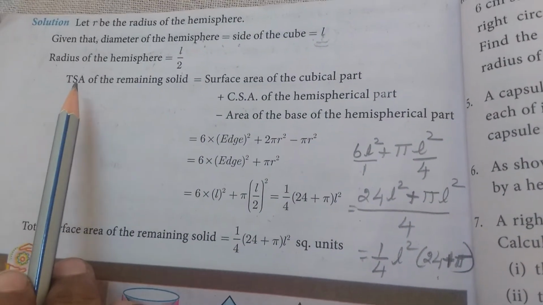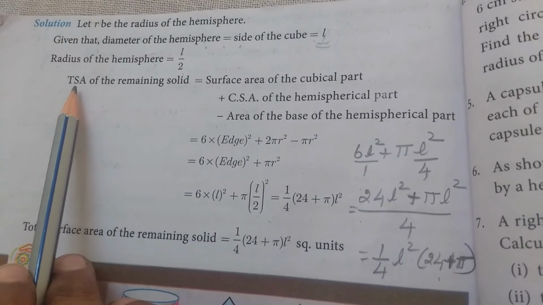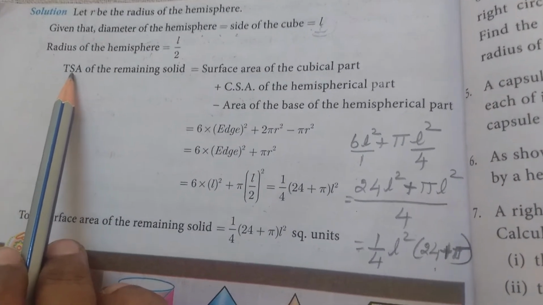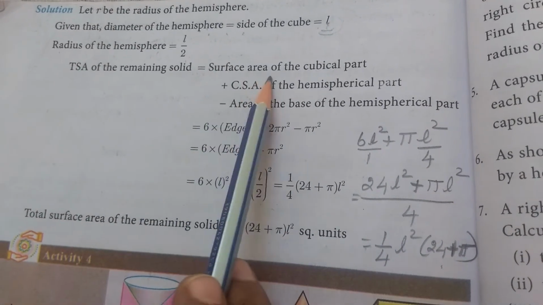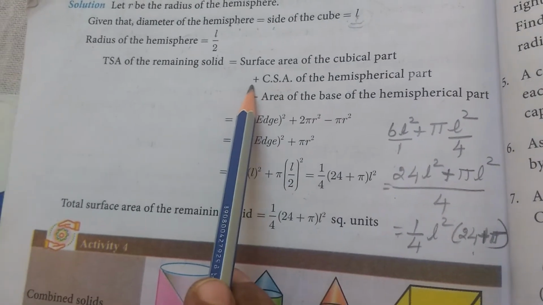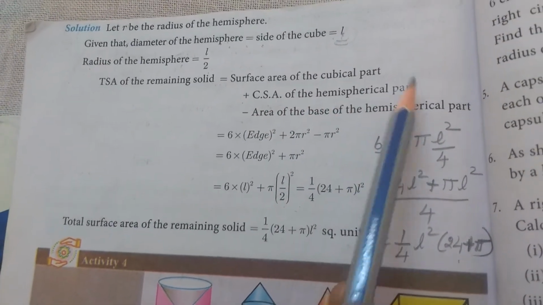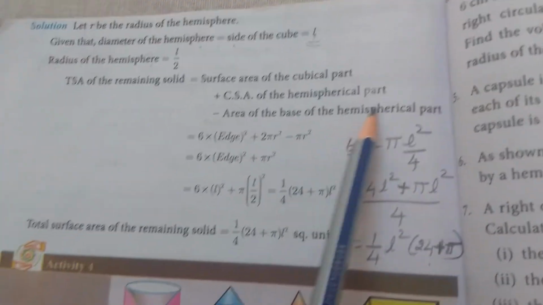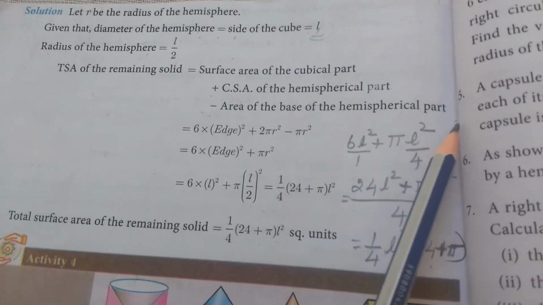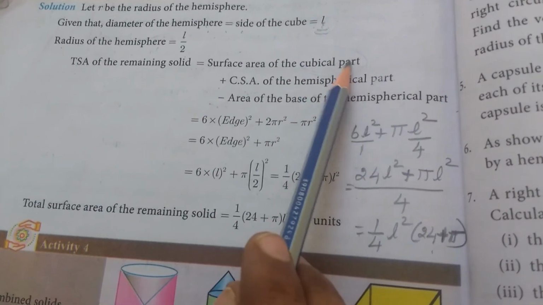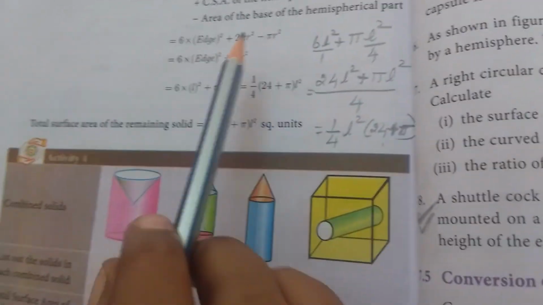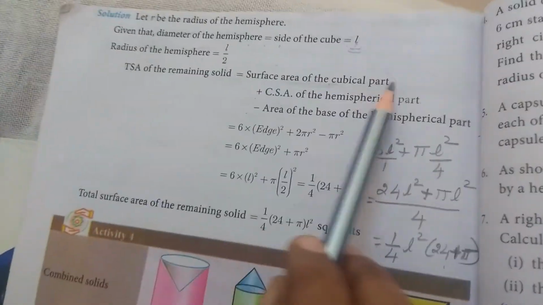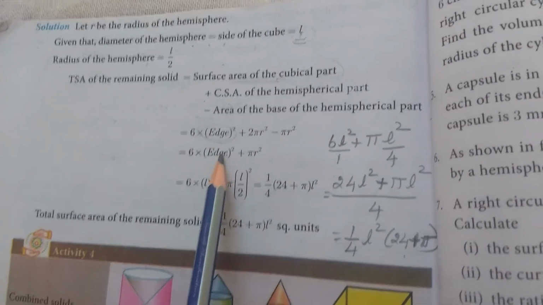Next, we have to find the remaining area. We are taking one hemisphere out, so we find the remaining portion in that cubical portion. So TSA of the remaining solid equals surface area of the cubical part plus curved surface area of the hemispherical part minus area of the base of the hemispherical part. Now see the cubical part. In lower classes you learned the surface area of a cube formula, 6a squared. Edge means the side of that cube. So 6 into the edge squared.